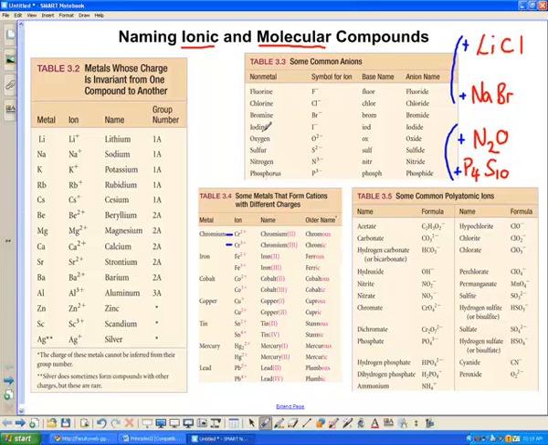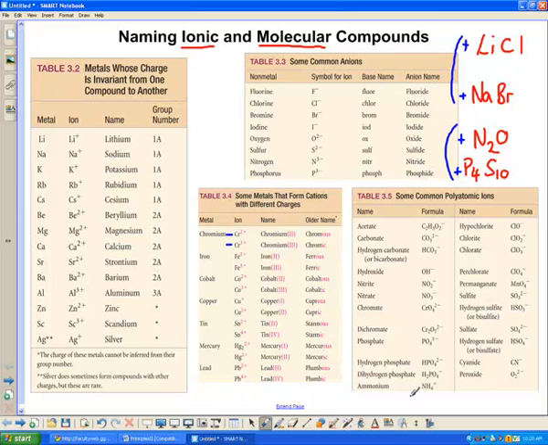Notice the names of the elements themselves, and then the names of the anions. Notice that these simple anions always end in the same 3 letters, IDE, based on the base name. Fluorine, the root for that is fluor, chlorine, chlor, and so on. From those base names you get the names of the anions.